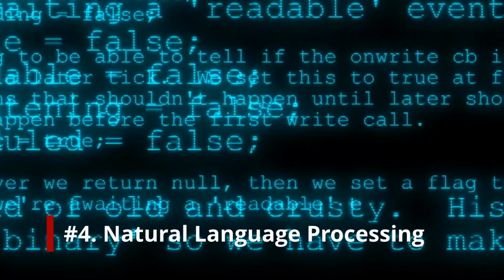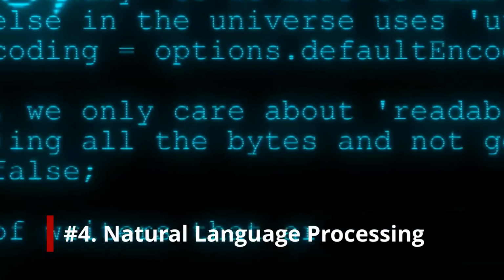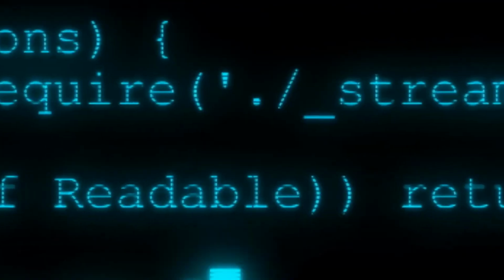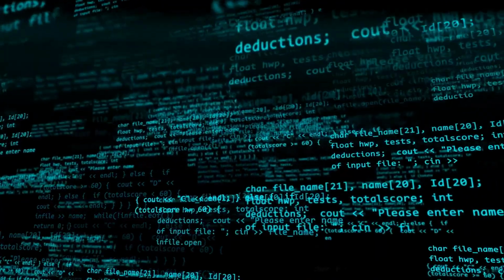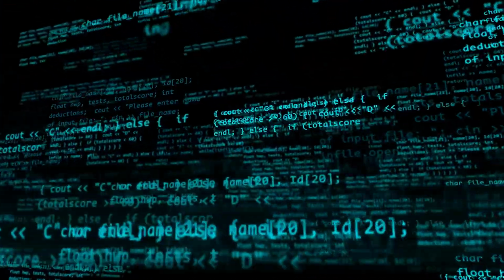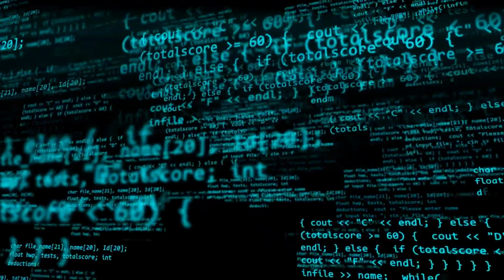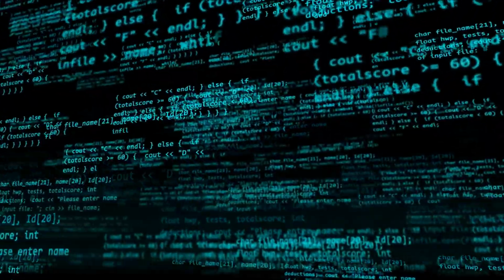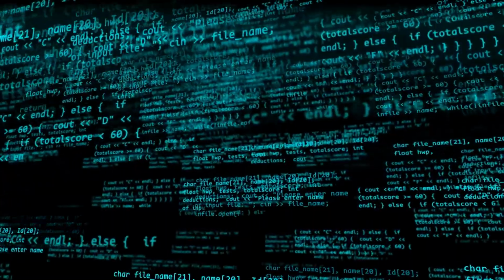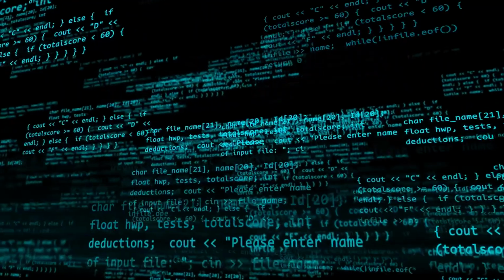Number 4. Natural language processing, NLP. A computer can understand the meanings of sentences and phrases just like us humans. All it takes is a computer to read and process language through natural language processing, which means that one day, our computers may be able to communicate with us as well.